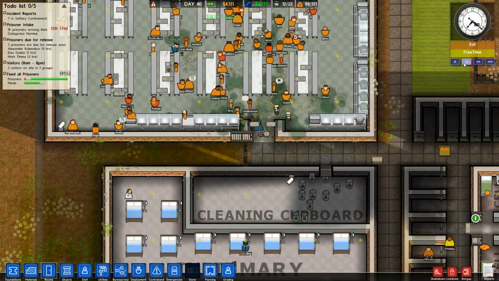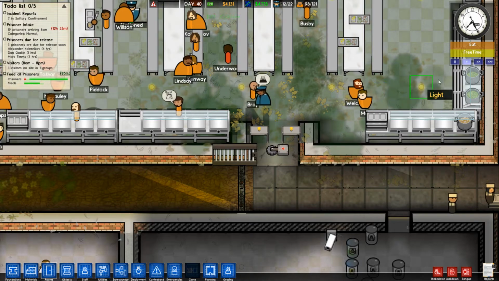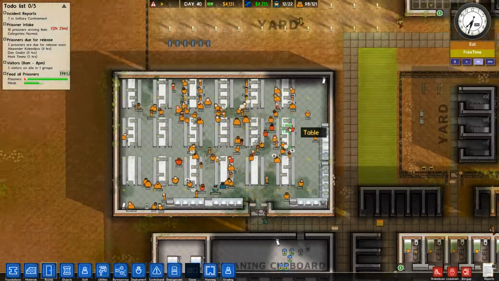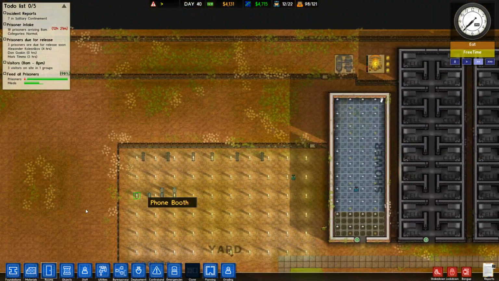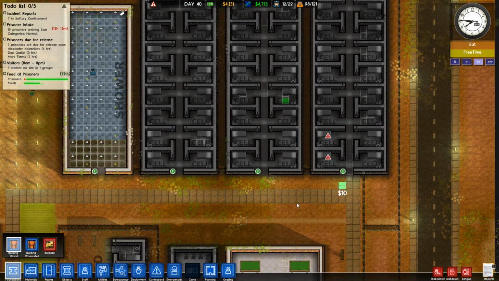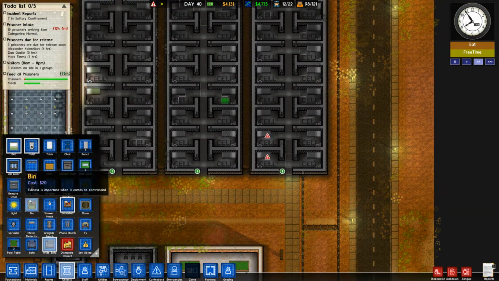Yeah, somebody's been in a fight. Look at all that. All this blood here. Jesus. I think it's time to put an armory up, just to make sure that I can have a lot of guys with guns suppressing my inmates.